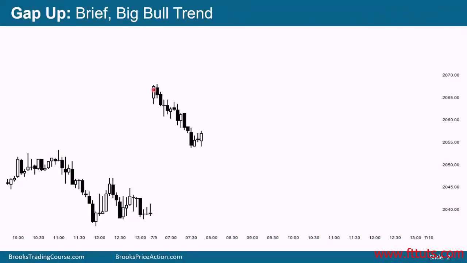We have a gap up, which is a type of a bull trend, even though it's only a gap and very brief. If you looked at the cash index, you would see a big bull trend bar from here up to here, and therefore it's a strong bull trend, a strong breakout.